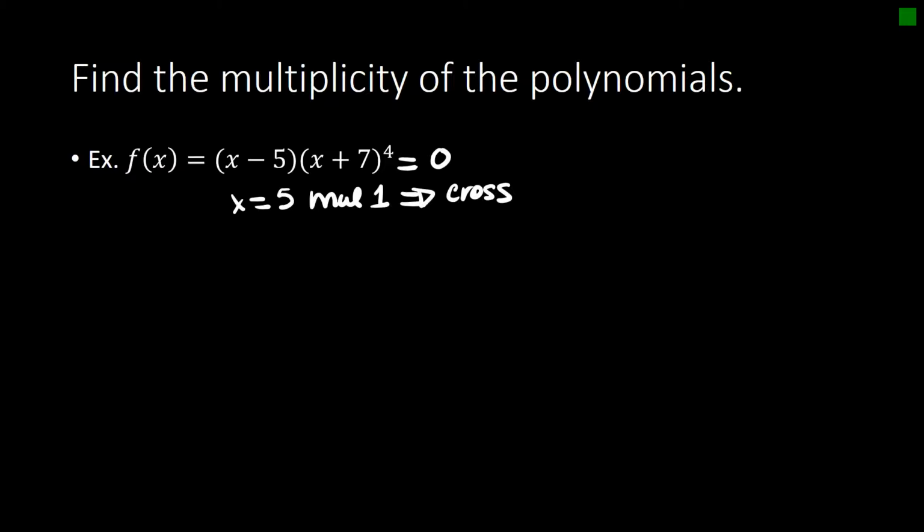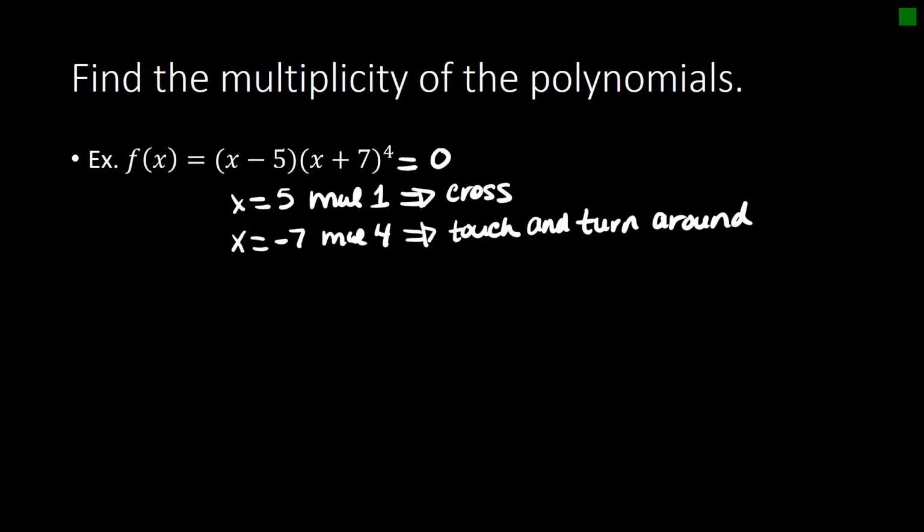x plus 7 to the fourth equals 0 means x is negative 7. It has multiplicity 4. It occurs 4 times. This is an even number, so the graph is going to touch the x-axis at x equals negative 7, and it's going to turn around. Now in this problem, everything was already factored out for us. Let's look at another problem.